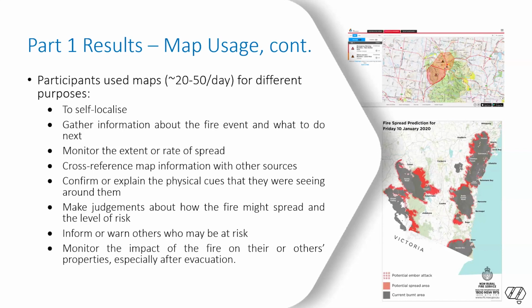So people were screenshotting, for example, a map in Vic Emergency and putting that on social media or sending that through their WhatsApp groups. People were also monitoring the impact of the fire using maps on their or others' property, even after they had evacuated. So it was a way to monitor what was going on the ground and see if their home had been impacted by the fire, or if their neighbors' or loved ones' properties had.